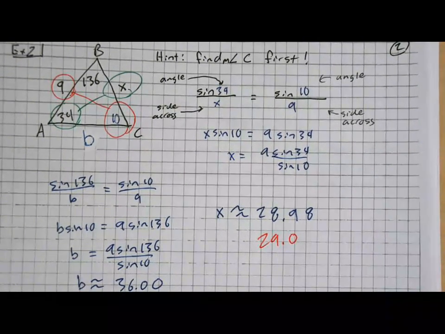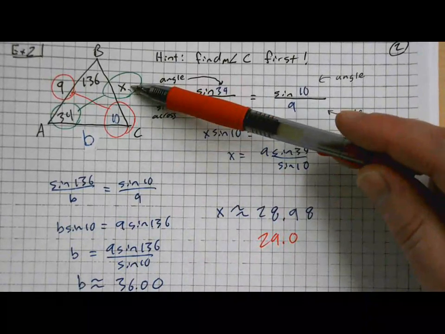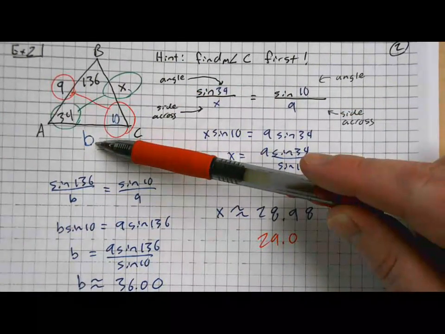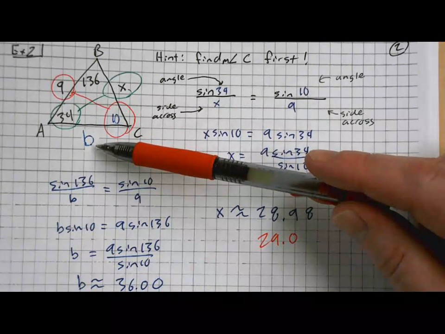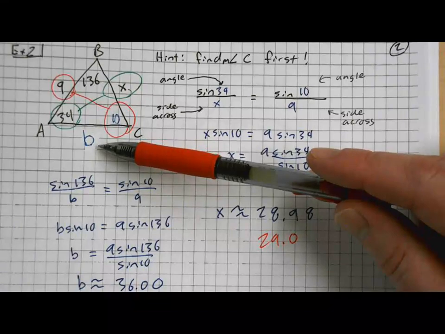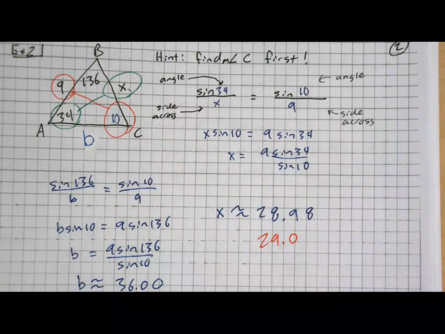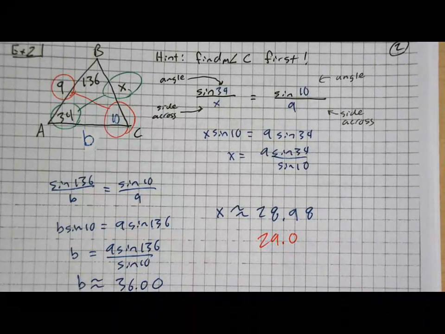I didn't hear this question today, but let me ask you guys. Once I had x, could I have just used the Pythagorean theorem to find b? No, because why not? The Pythagorean theorem only works for what kind of triangles? Right triangles. Is that a right triangle? No. Okay.